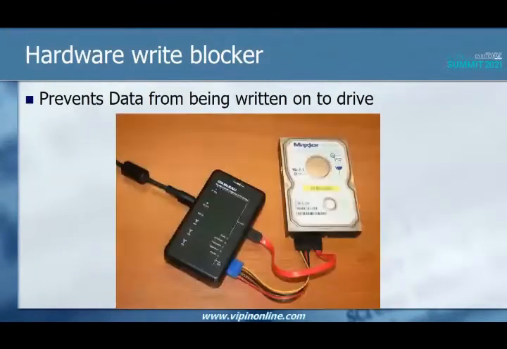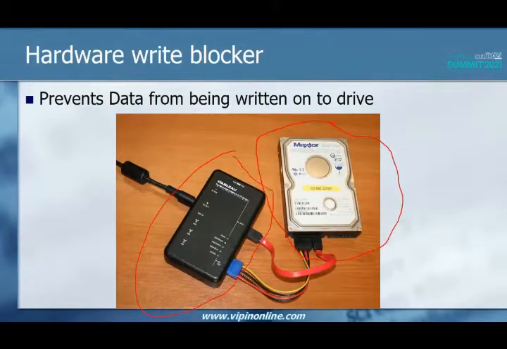This is a picture of a hard disk being connected to a write blocker. This is a Maxtor hard disk connected to a Tableau write blocker. There are two connections to the hard disk. One is for the data line: the red cable is the SATA data cable. The other cable provides power to the hard disk, plus 5 volt and plus 12 volt. The 12 volt and 5 volt supplies are needed for the hard disk.